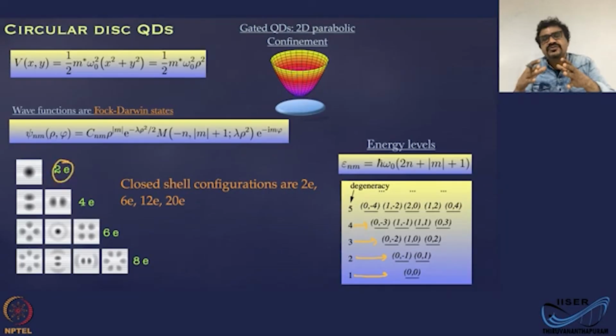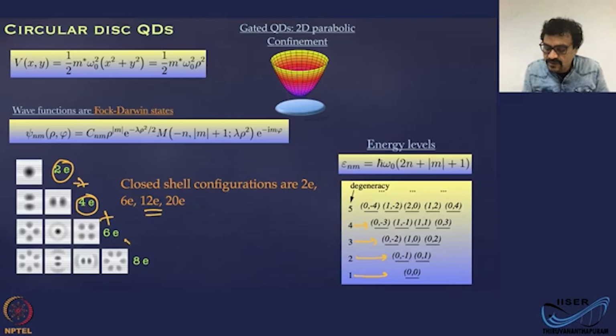The next one is 6e, because then 2e, this is closed and this is also closed. That means 2 plus 4, 6. And the third one will be, if you supply another 6 more electrons, that means 2 plus 4 plus 6, that will be 12. That is this case here. The next one will be 20. 2 plus 4 plus 6 plus 8, because the fourth shell can take 8 electrons. So that will be a total of 20 electrons. So these are the closed shell configurations for a circular disk quantum dot.